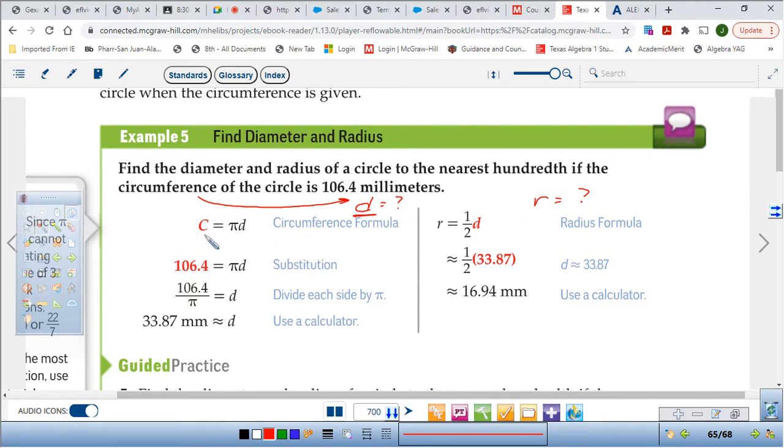So the circumference is equal to, we're going to plug that in there, pi, and the diameter is the unknown. So in this situation, it's just basically real simple algebra. How would I get the diameter by itself? Well, I would divide by pi, and it cancels out here. So I basically have 106.4 divided by pi, and that's equal to my diameter. All right, and that's it.